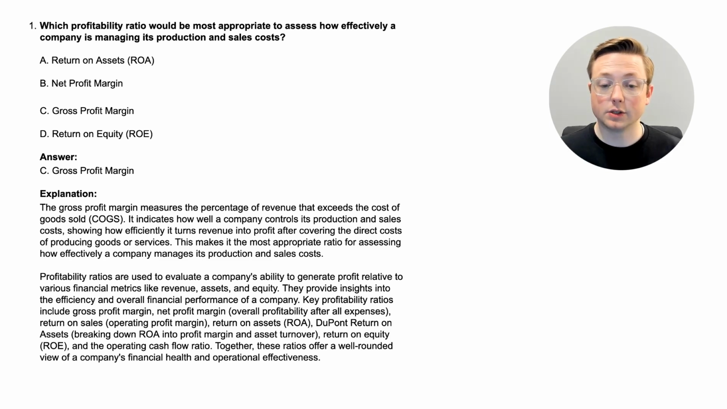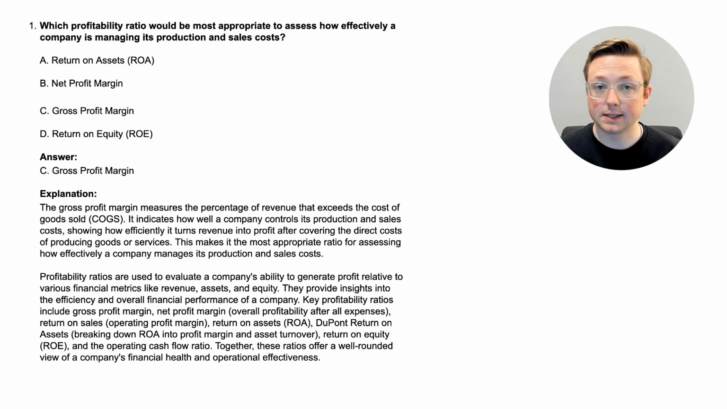Profitability ratios are used to evaluate a company's ability to generate profit relative to various financial metrics like revenue, assets, and equity. They provide insights into the efficiency and overall financial performance of a company. Key profitability ratios include gross profit margin, net profit margin, or sometimes that's just called profit margin, and that's the overall profitability after all expenses. Then there's return on sales, that's the operating profit margin.